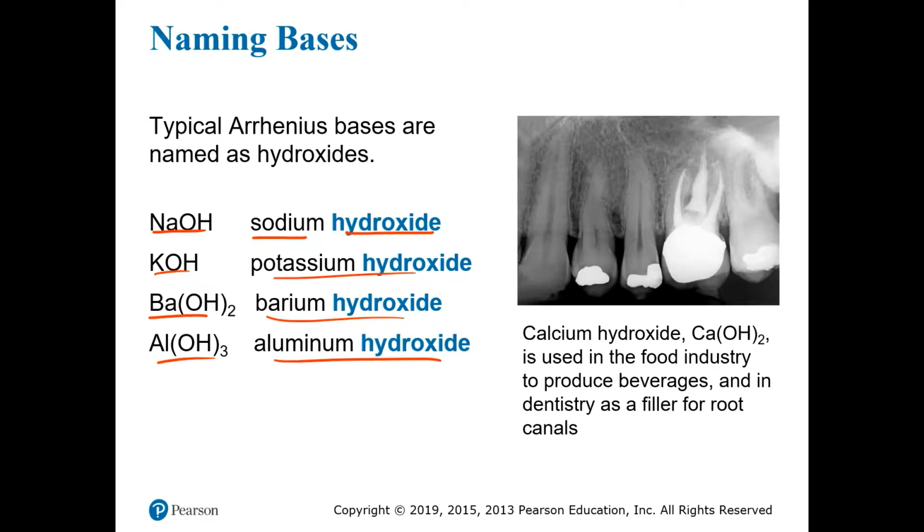Remember, these are like ionic compounds, so we don't need to use any prefix or anything to indicate how many hydroxides or how many positive ions we have. The charge balance can tell us that. In some cases, we will have transition metal hydroxides, which means that we'll need to include the Roman numeral to specify the charge. But again, the rules there are really no different from what we learned for ionic compounds already.